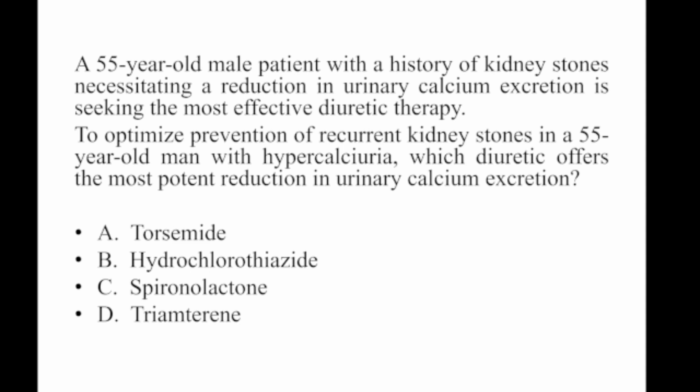Okay, case study now. We have a 55-year-old male patient with a history of kidney stone, necessitating a reduction in urinary calcium excretion, seeking the most effective diuretic therapy to optimize prevention of recurrent kidney stone in this patient. This patient suffers from hypercalciuria and kidney stone. Which diuretic offers the most potent reduction in urinary calcium excretion? We need to reduce the concentration of calcium in the urine. Which medication decreases calcium excretion?